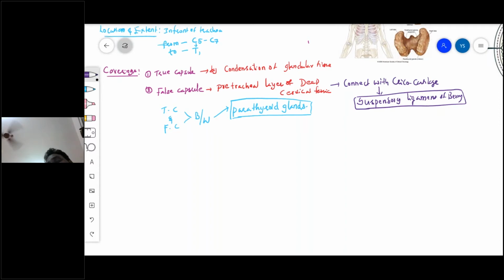That's another point. Because of this connection, usually thyroid gland moves with respiration and trachea. That's one point.